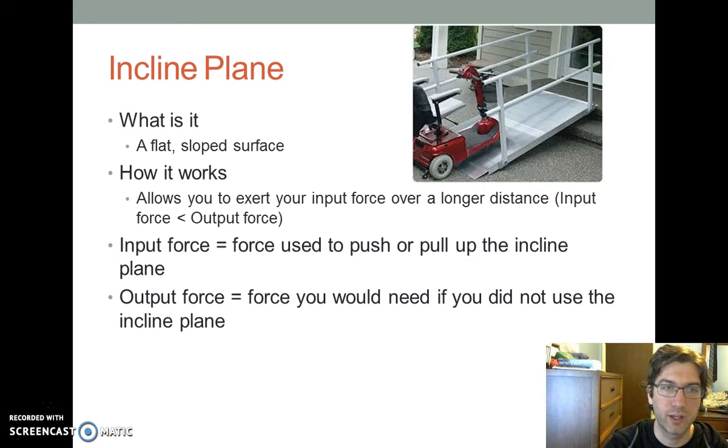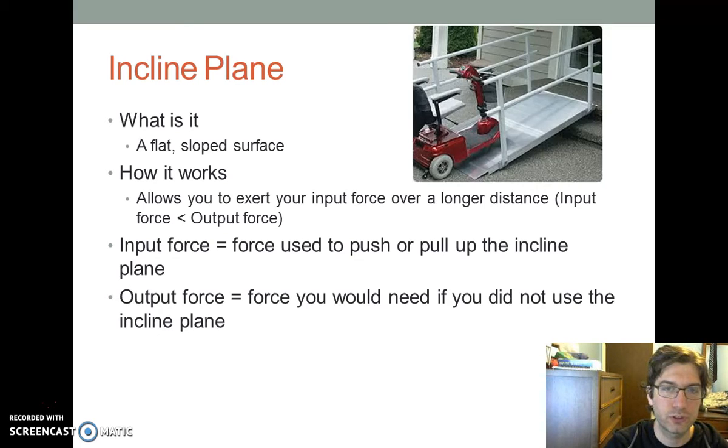So what is it? It's a flat sloped surface. And how it does work is it allows you to exert your input force over a longer distance and therefore get more of a force as a result. So your output force will be increased.